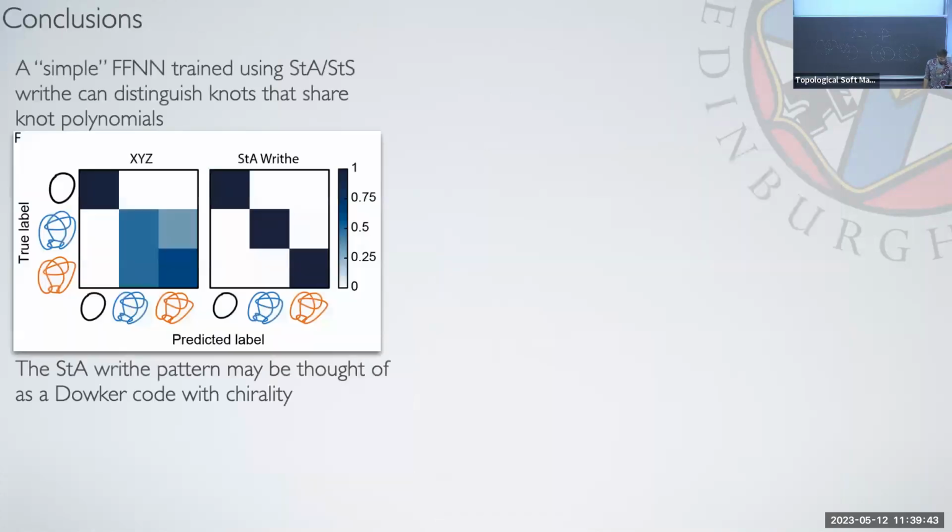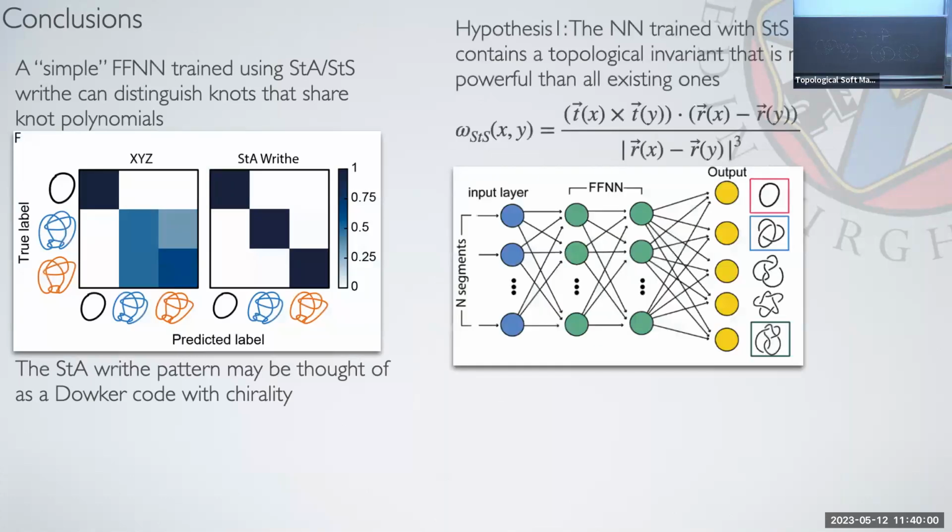Right, conclusions. With a relatively simple feed-forward neural network, it seems that we go a long way. This is pretty impressive, in my opinion, just to tell apart mutants that otherwise would be identical with basically virtually all knot polynomials. It seems that this combination of training a neural network with this segment-to-segment writhe contains some kind of new knot polynomial or topological invariant that could be more powerful than the ones that currently exist.